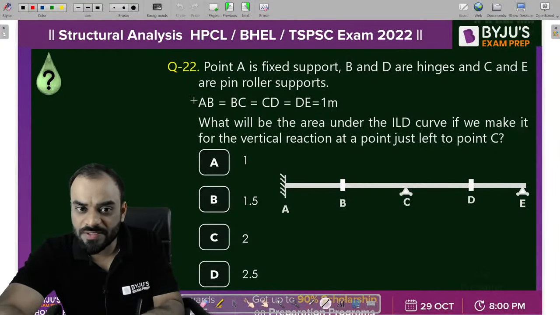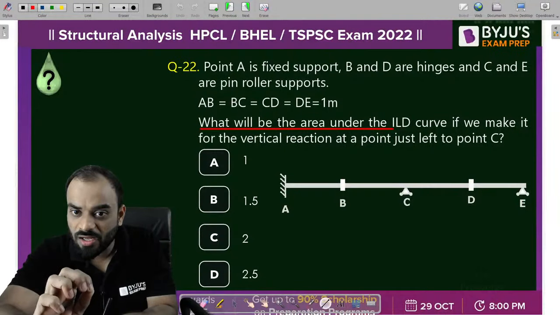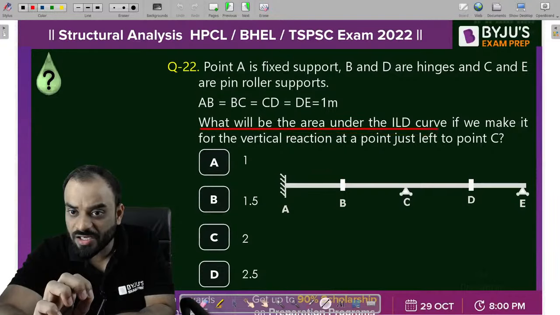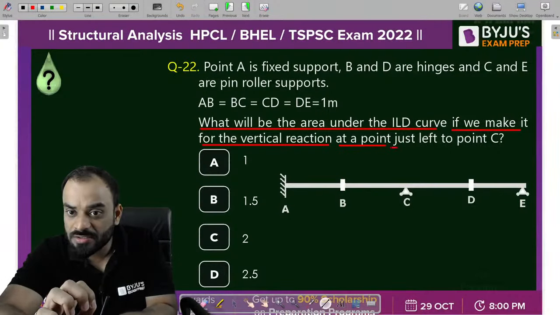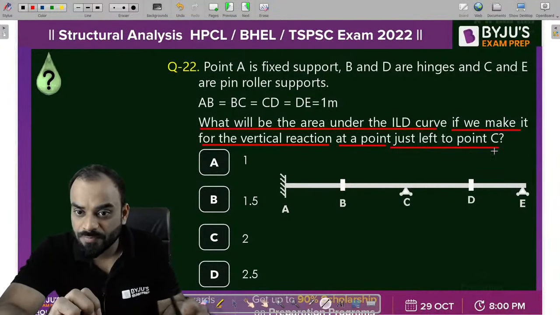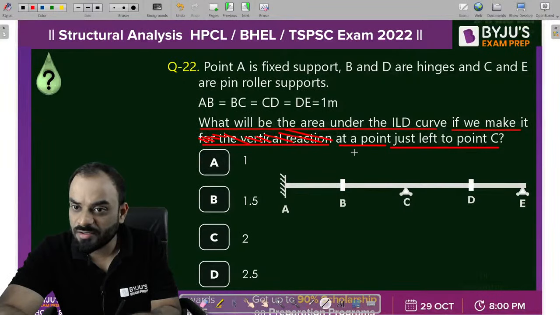Again, the same figure is there. Now, the question is, what will be the area under the ILD curve if we make it for the vertical reaction at a point just left of the point C? Guys, if we make the ILD at a point just left of C.